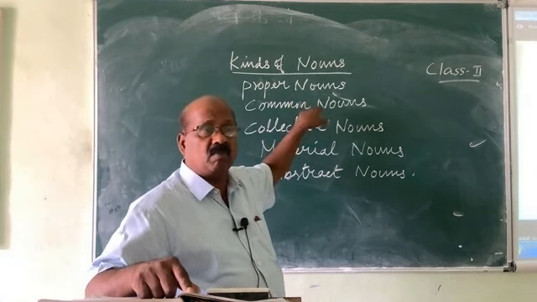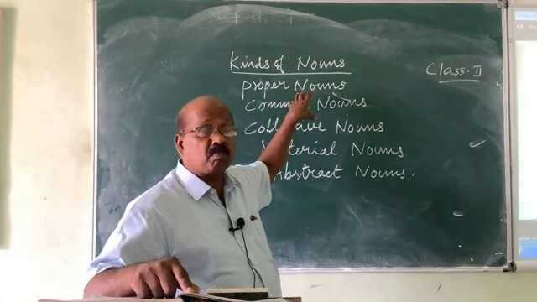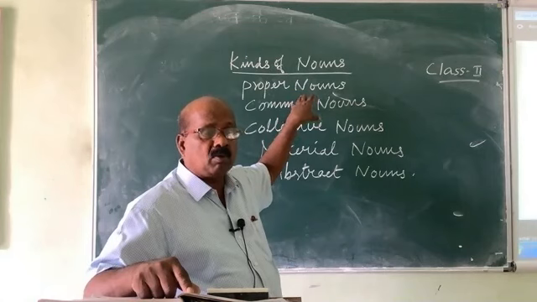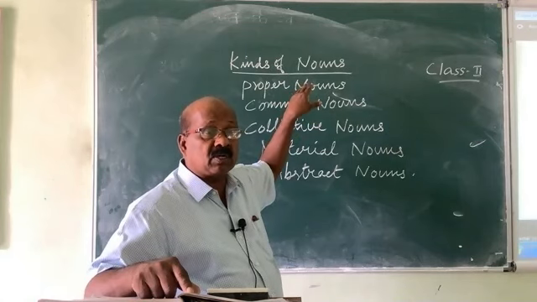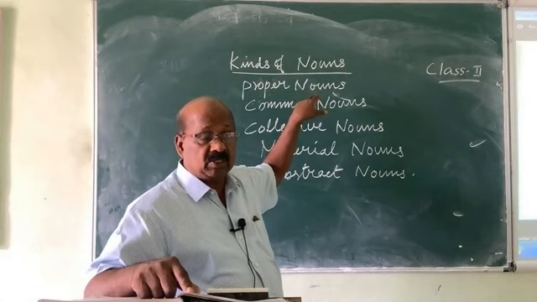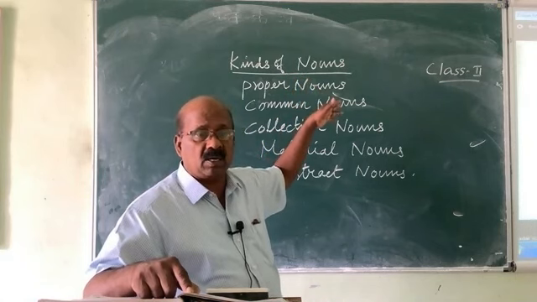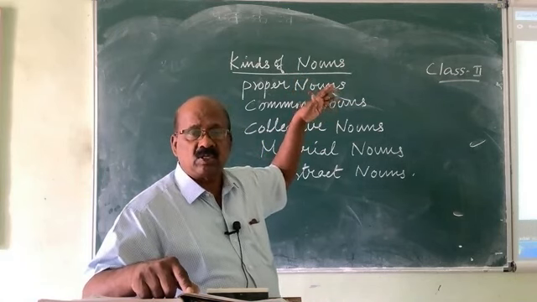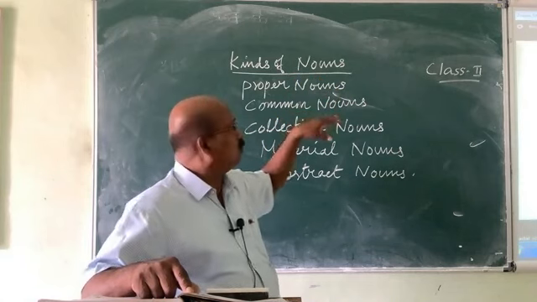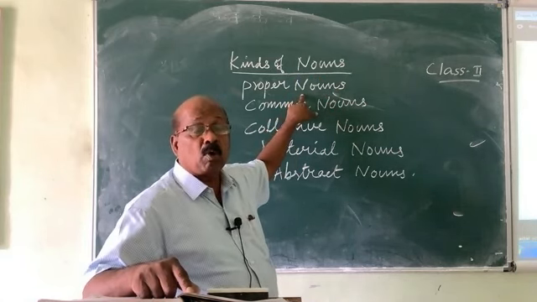When I speak of these, they are names of some particular person, place or things. So persons, then place or things, sugar, apple, banana, bench, desk. So things. So such a noun is called proper noun.